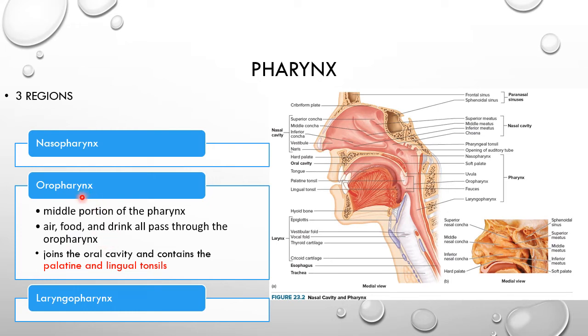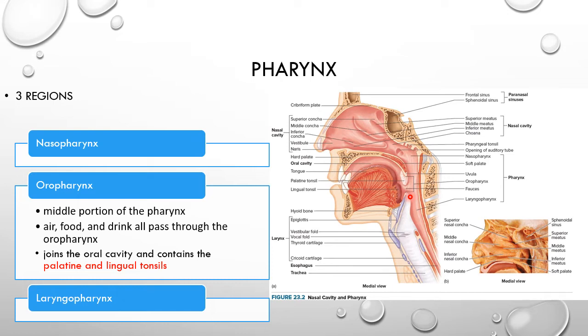This region of the pharynx, no? Kahit oro siya, pero yung air that you inspire from both the nose and the mouth still passes through, no? And the food from the mouth could still pass through here. Okay, common passageway sila, remember that.